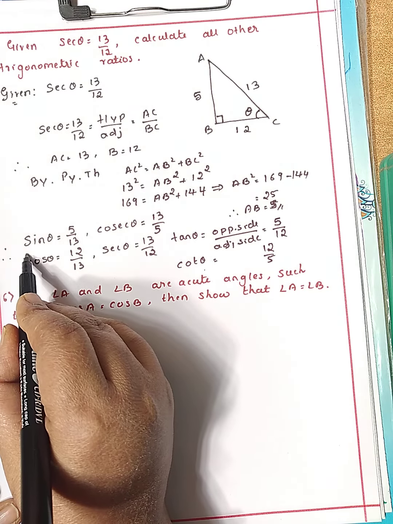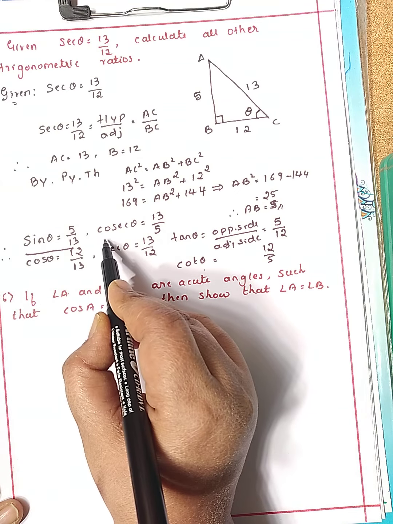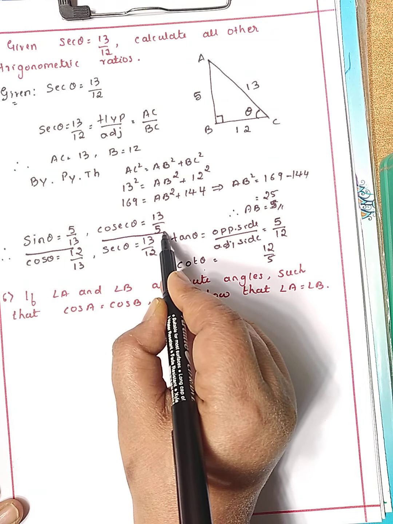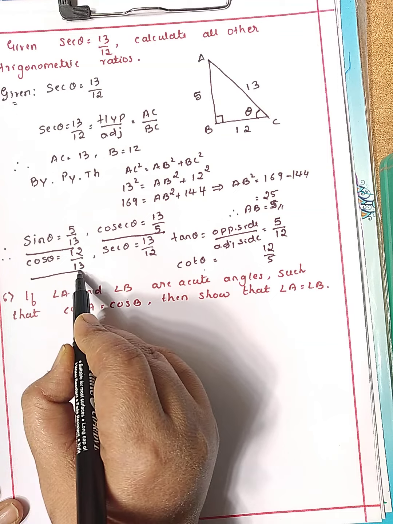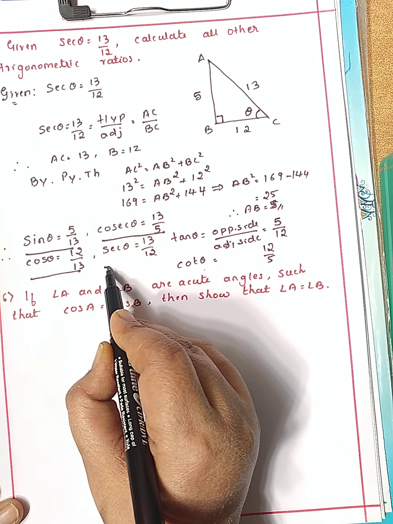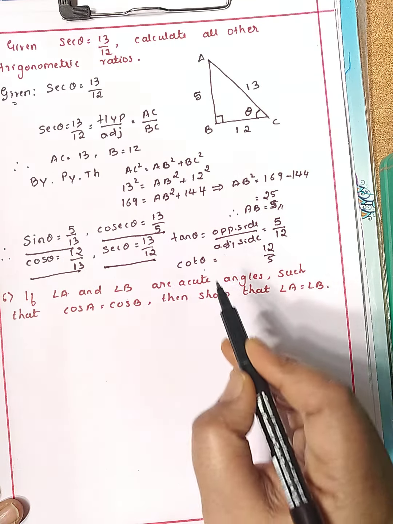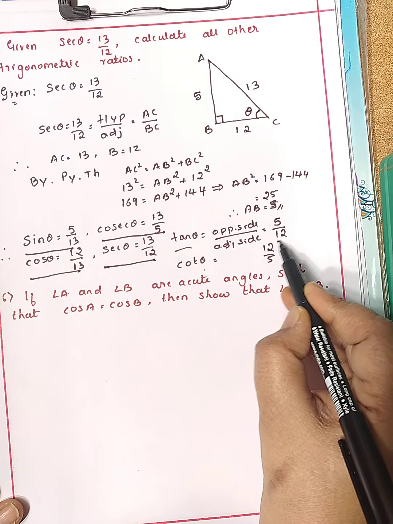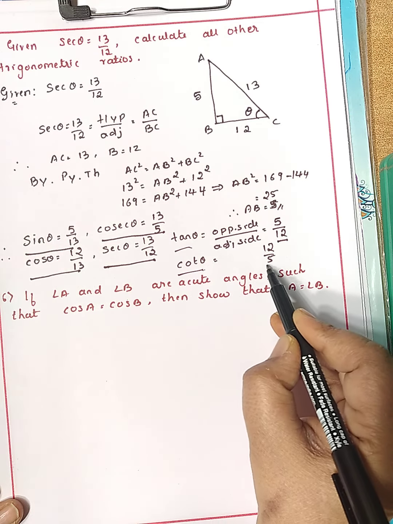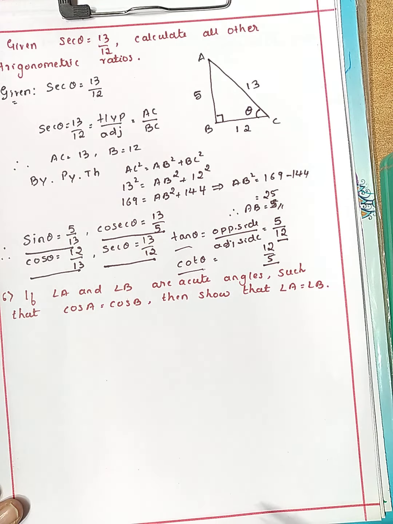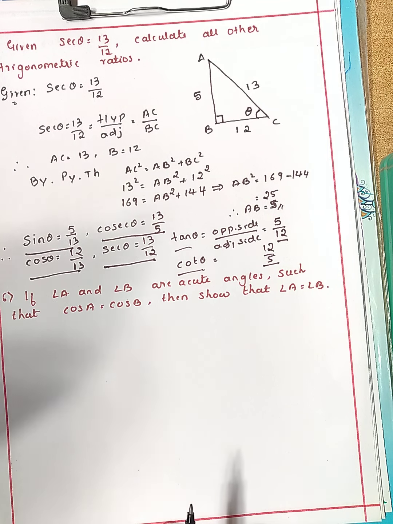So this is the answer. Sin theta is 5 by 13. Cosec theta is 13 by 5. Cos theta is 12 by 13. Sec theta is 13 by 12. Tan theta is 5 by 12 and cot theta is 12 by 5. This is the solution for the fifth question.